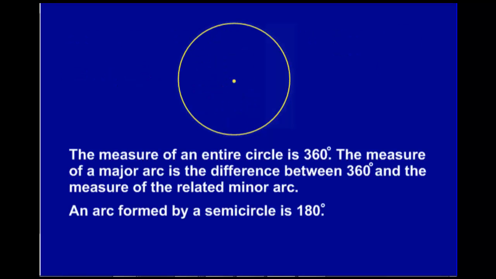So one of the things that we have to keep in mind, and it's something that we all know, is the measure of an entire circle is 360 degrees. And we have a couple different types of arcs that we'll see here. We will have a major arc and we will have a minor arc. Now, a major arc is going to be an arc that's bigger than 180.